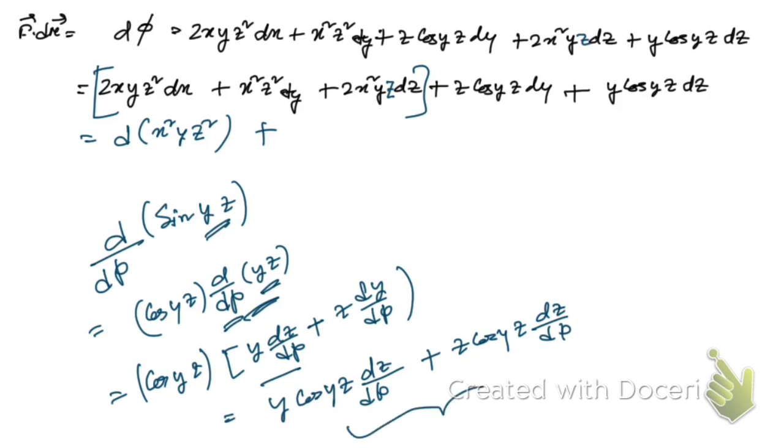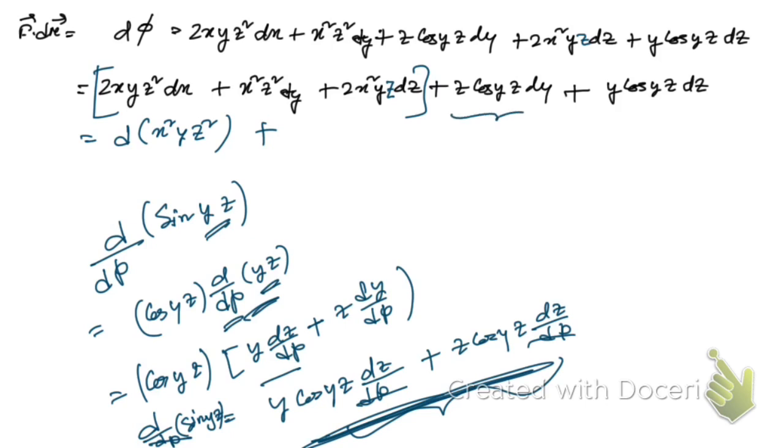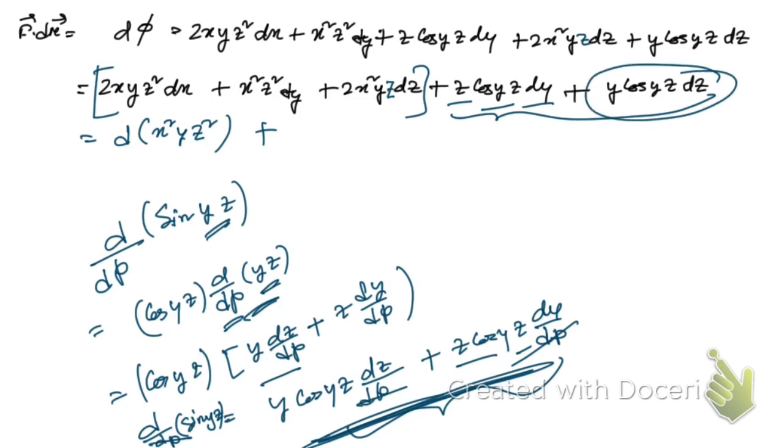So this is nothing but d by dp of sine yz. So here dp can be cancelled. So this is nothing but this one, right? z cos yz dy, sorry, that's supposed to be dy by dp. I made a mistake here. So dp cancels, right? And this term is nothing but y cos yz dz, right? So that's why this can be replaced by d sine yz.